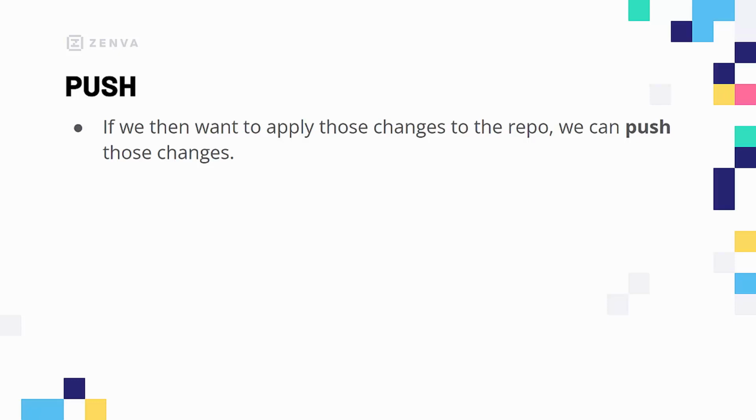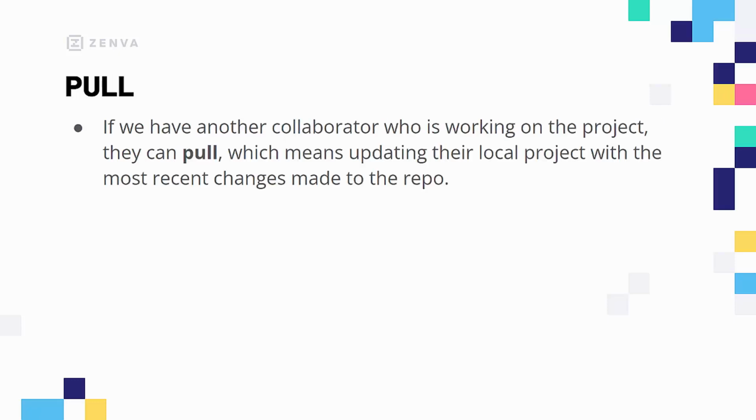And then if someone else comes along, they want to see what changes we've made, they might want to modify them a little bit themselves, then they can do what is known as a pull request, which is where they are getting the repo from the cloud, they are pulling it, and they are applying it to their local project, okay?